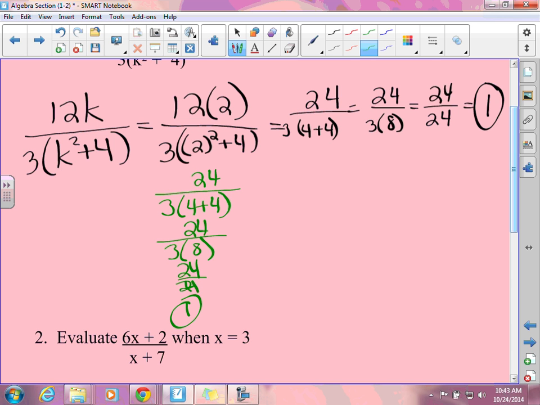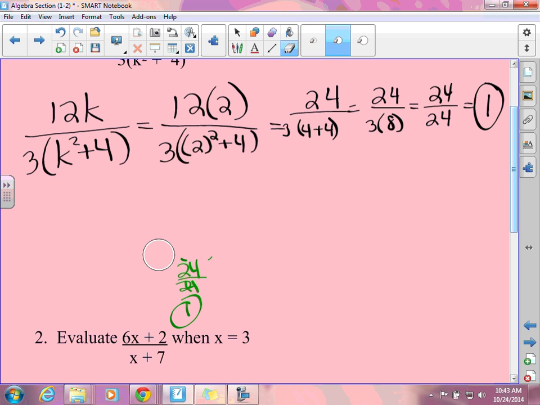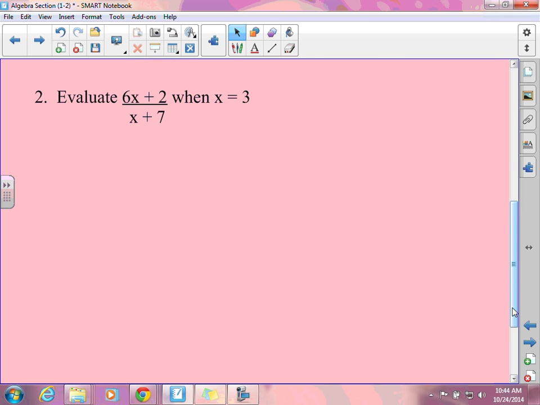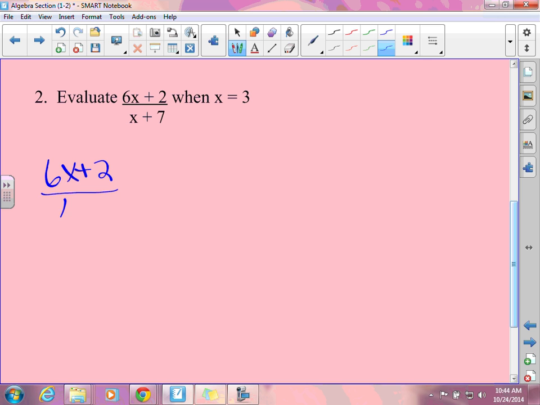All right, let's take a look at this next one now. I'm going to write the numerator, and then I'm going to put it over the denominator. And I'm going to take out my x now and put in my number. Please write the original problem when you do these. Sometimes students make a mistake just because they wrote the problem down wrong. So it's nice to see the original problem.